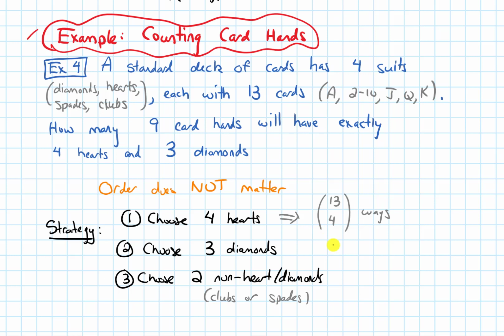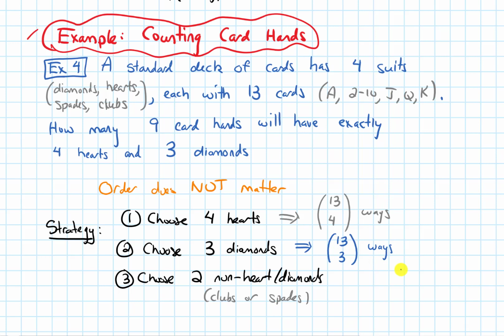Let's move on to diamonds. So for diamonds, okay, well, there's 13 total diamonds still, but we only need to choose 3 of them. And the order in which we choose them does not matter. So we're going to use combinations. So 13 total diamonds, we are going to choose 3 of them. So I put this narrow parentheses around it. So we're going to have 13 choose 3 ways. That's how I read it out loud. I say 13 choose 3 ways.